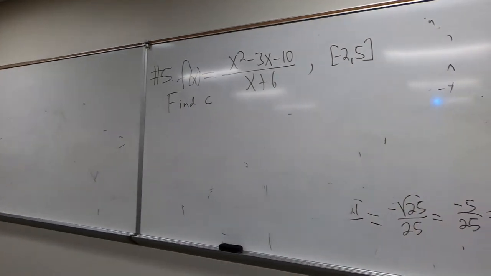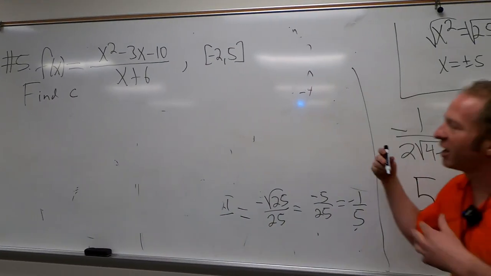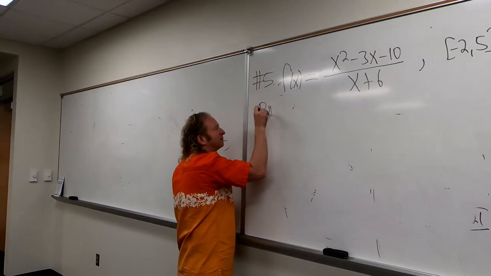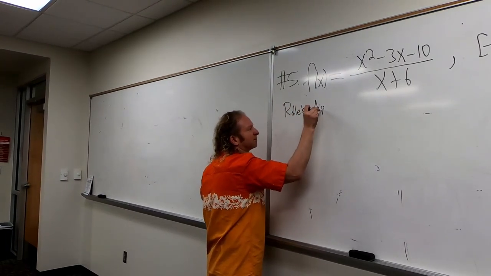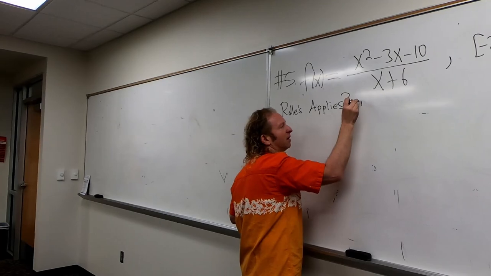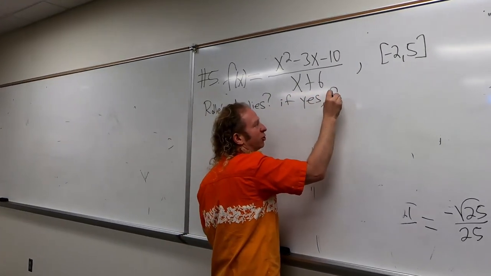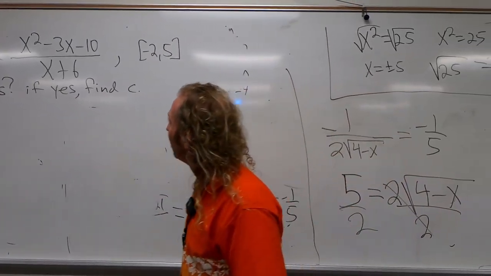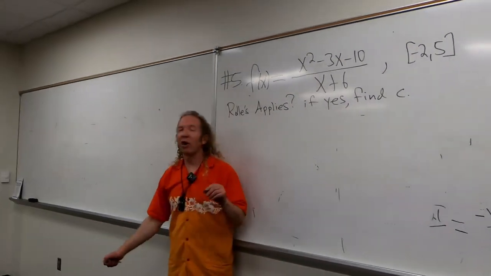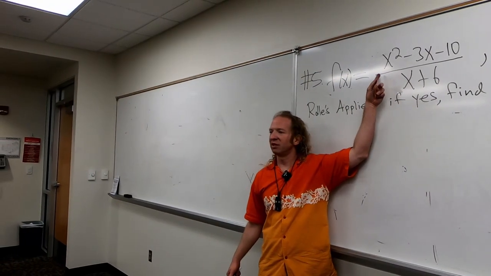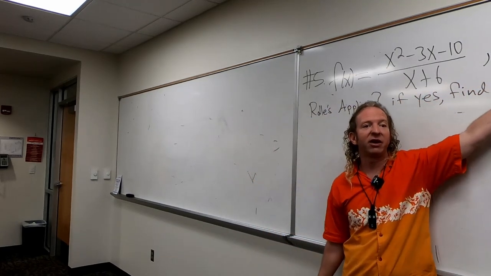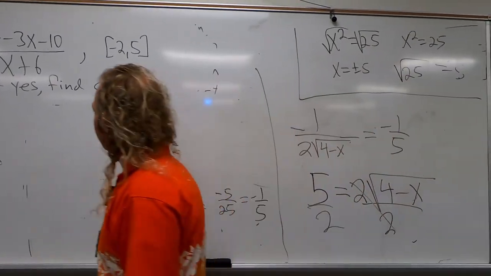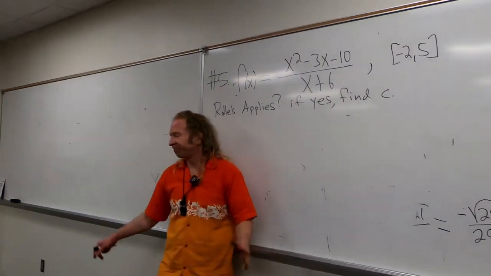So find c. Basically it wants to know if Rolle's can apply, and if so, find c. So Rolle's applies, if yes, find c. It should be yes. The only time there's an issue for this function is at what number? Negative 6. And that's not in our interval, right? So we're okay. We can differentiate it and everything is continuous, because if you can differentiate it, it's continuous.